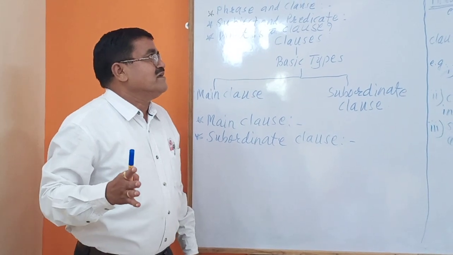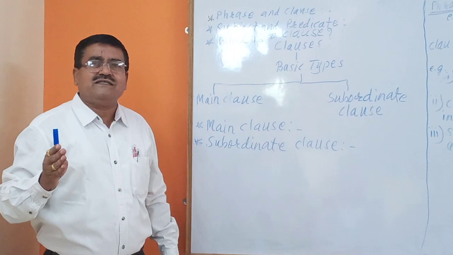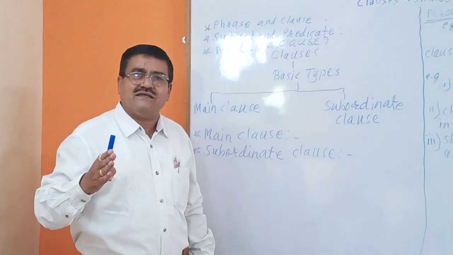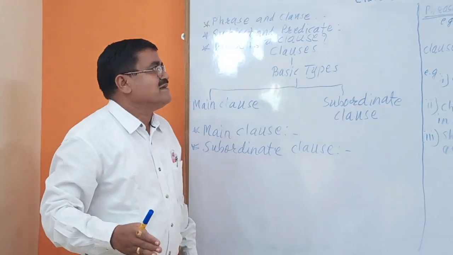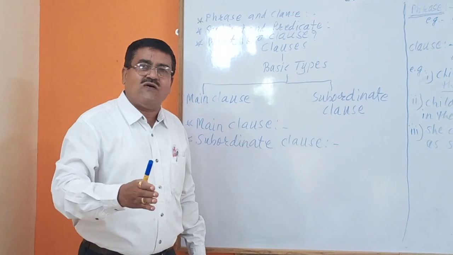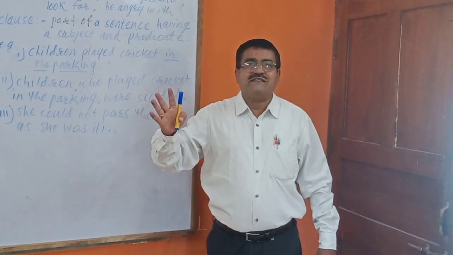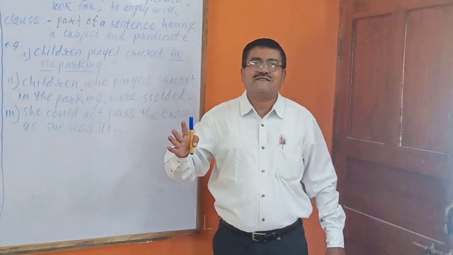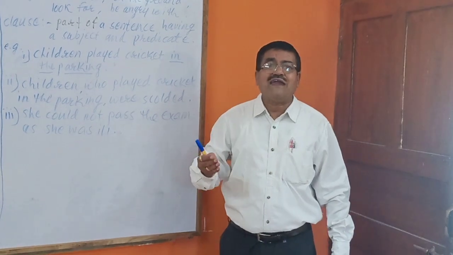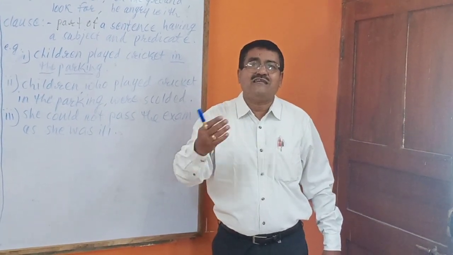Okay? So let us repeat. Phrase is the group of words which makes sense but does not make a complete sense. And clause is the part of a sentence which consists of a subject and a predicate. But in complex and compound sentences, there are clauses. So, clause is the part of a sentence which consists of a subject and a predicate.